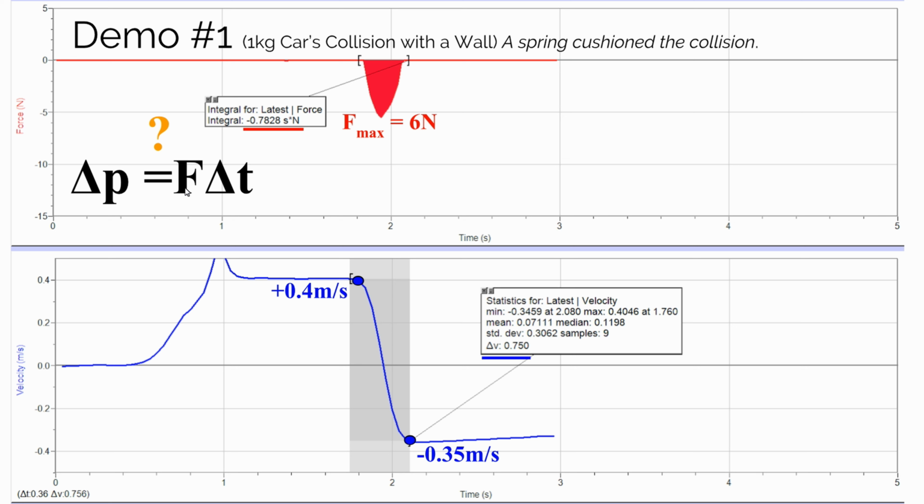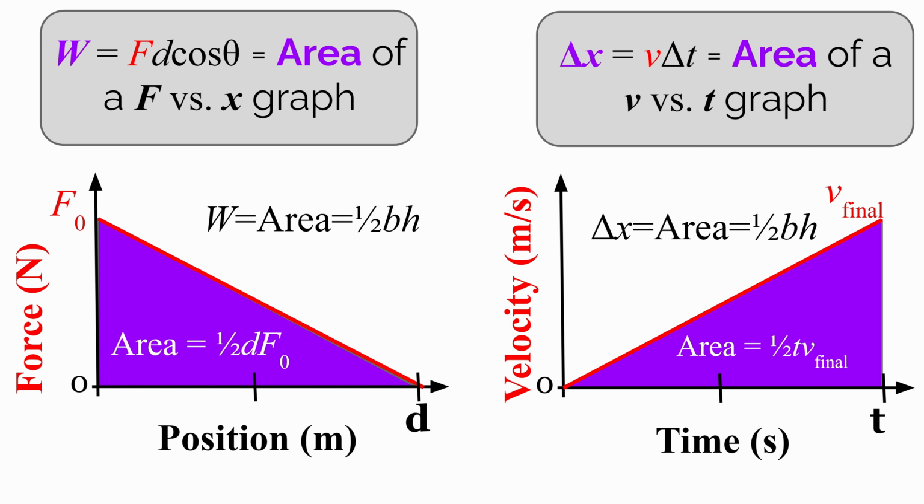Well, the question is, what force would we use over what time? It felt a maximum force of about 6 newtons over about 0.3 of a second, but we can't just take 6 newtons times 0.3 of a second, because the force the cart felt was apparently not a constant force. That was only the maximum force, not the average force that was felt. So how do we find the product of force and time if the force on an object is changing?